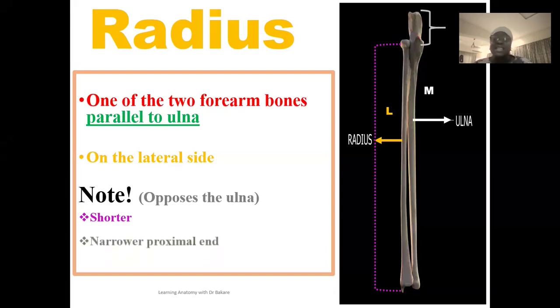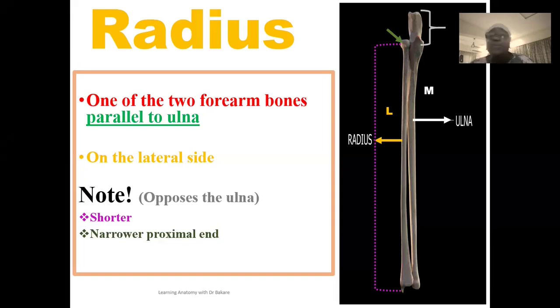It is also seen to have a narrower proximal end. If you look at the proximal end of the radius, you see that it is narrower when compared with that of the ulna. And this is what is arrowed in green. If you look at the ulna on the other side, it is seen to be expanded. And this expansion is created for it to be able to accommodate the bones that are located at the upper region. And this is in the quest of creating the elbow joint.